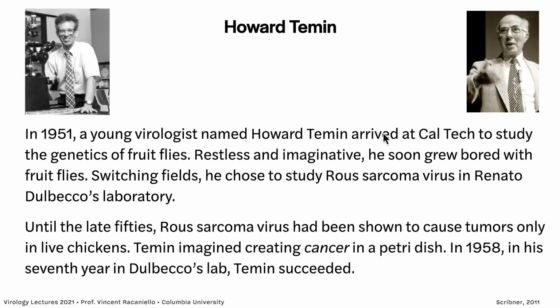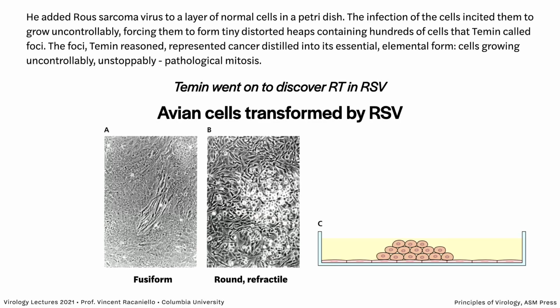And he spent 7 years working on this, and he did it in the 7th year. And what did he do? He took Rous sarcoma virus, and he was growing chicken cells in culture. So by then they had figured out how to do that. He infected these cells, and these are, again, the words of Mukherjee. The infection of cells incited them to grow uncontrollably, forcing them to form tiny distorted heaps containing hundreds of cells that Temin called foci. So here are some foci.